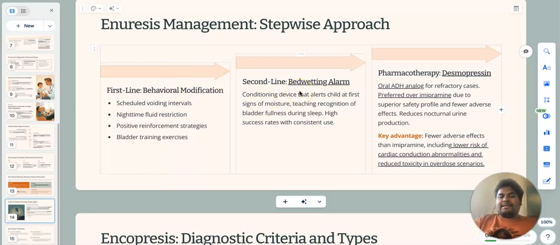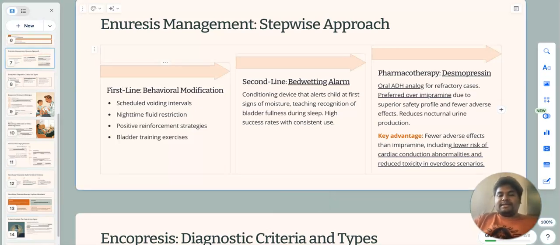The second line, if behavioral modification doesn't work, is the bedwetting alarm. An alarm is placed in the bed and it senses moisture. As soon as the child leaks the first few drops of urine, the alarm sounds and the child gets up. In this way, gradually the child stops wetting the bed, and it has a high success rate.